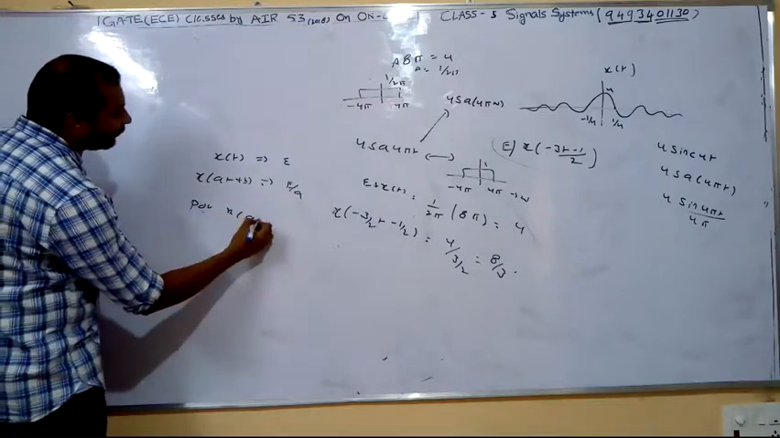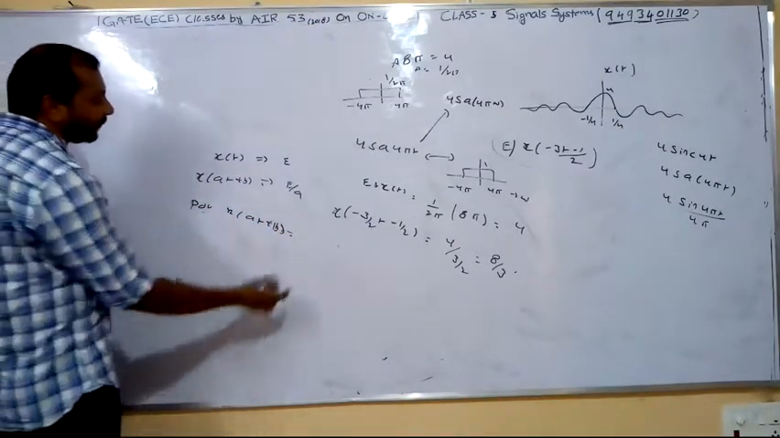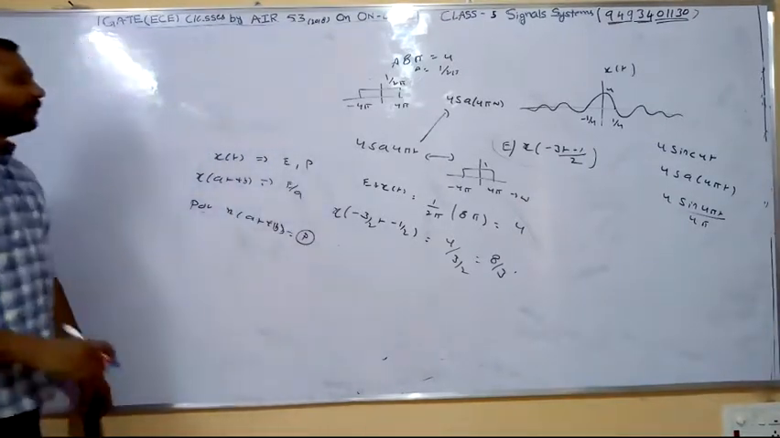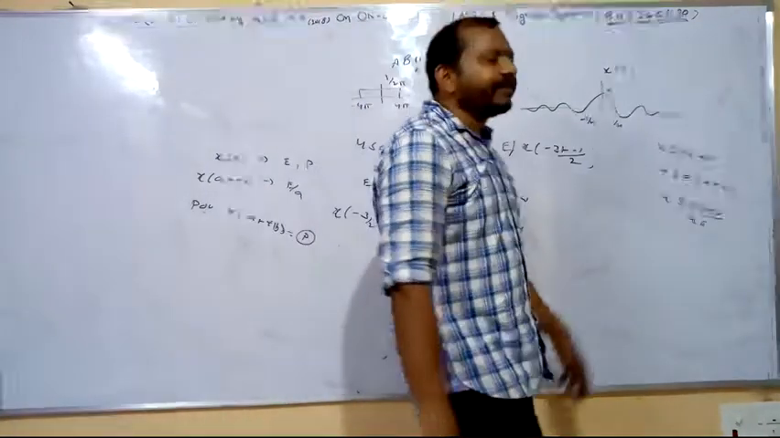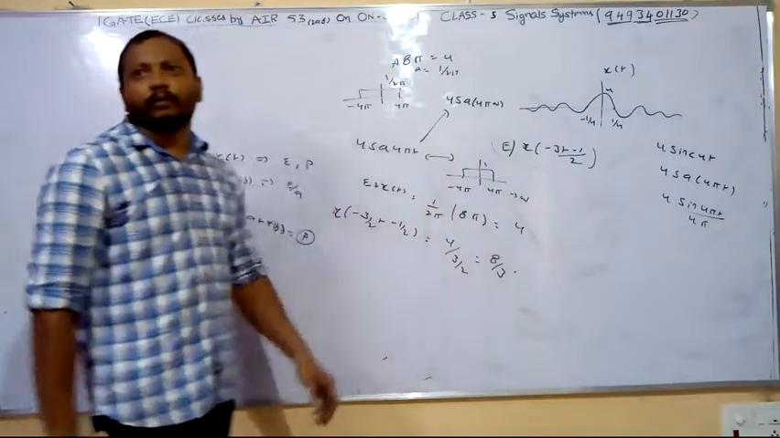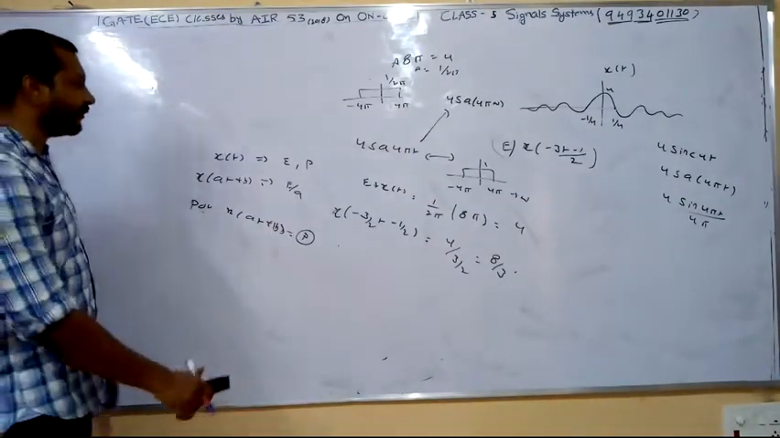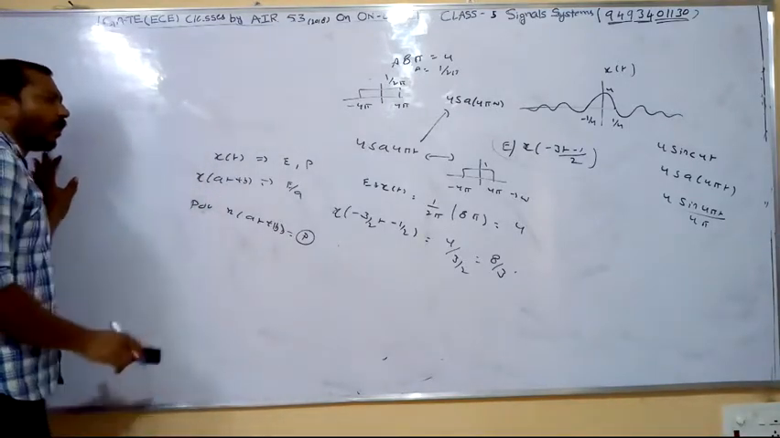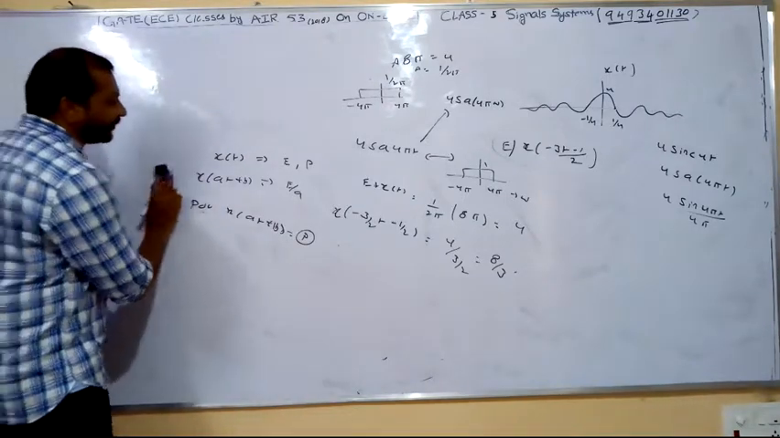Power of x of at plus b. If x of t has the power P, then the power of x of at plus b is simply P only. Do you remember this one? Don't be confused if they give you x of minus 3t minus 1 by 2. Already we have done one question like that, question 15 or 16. In the previous question I took one example, and we proved everything. If you want, go to the previous classes.